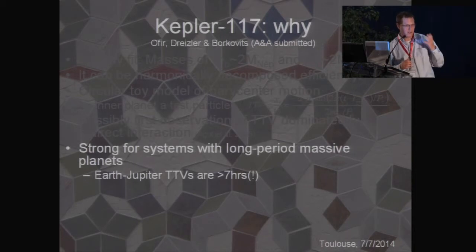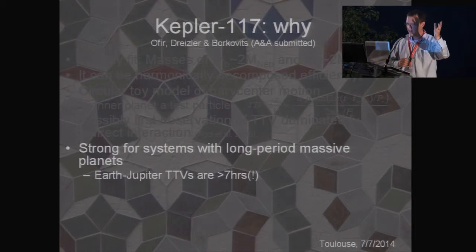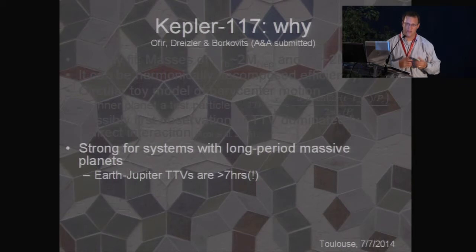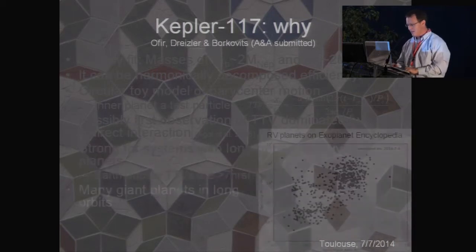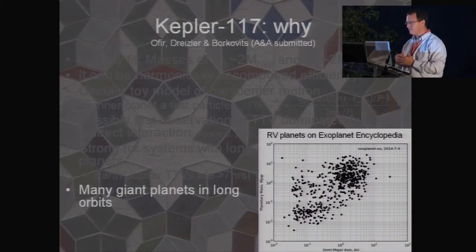This is important because these kinds of effects are most powerful when the outer planet is massive and long period. For example, in the solar system we have Jupiter, and the TTVs for an external observer because of Jupiter would be, for Earth, 7 hours. That's quite a lot. And if you take radial velocity surveys that are less biased for long periods, you see that there is a very large number of massive, large orbit planets that obviously cause these kinds of TTVs to all the inner planets.